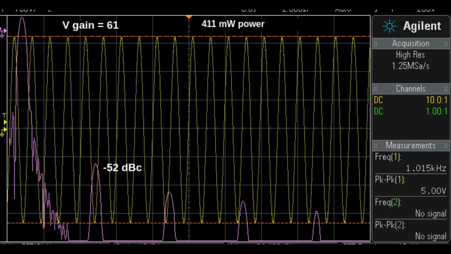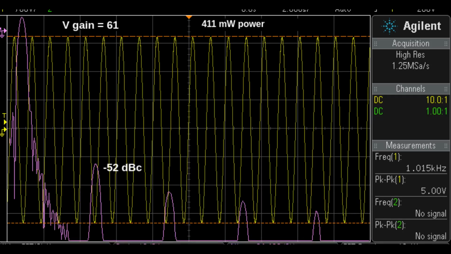The often quoted percentage of total harmonic distortion does not make much sense to average hobbyists. I prefer to look at the harmonics expressed as decibels down from the carrier or fundamental. When driven to 5 volts peak to peak or 411 milliwatts output power, the worst harmonic is minus 52 dBc. This is quite acceptable for a transistor radio.